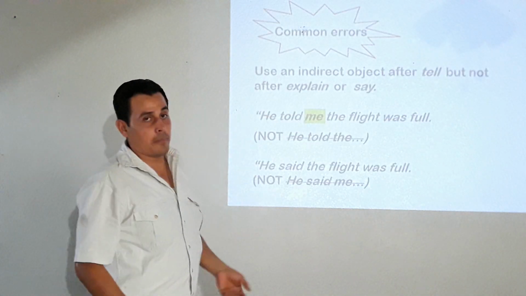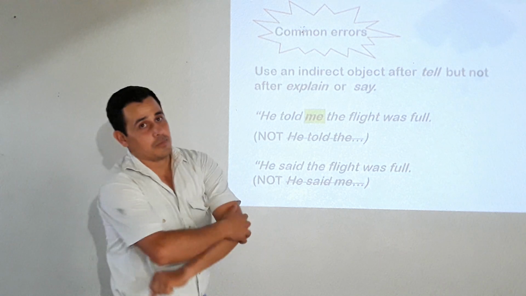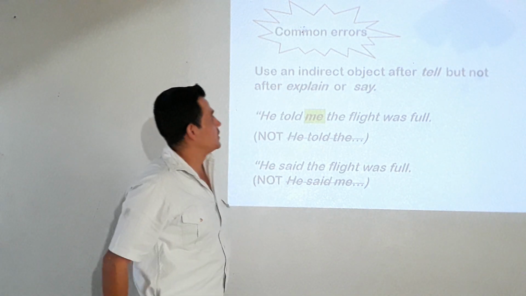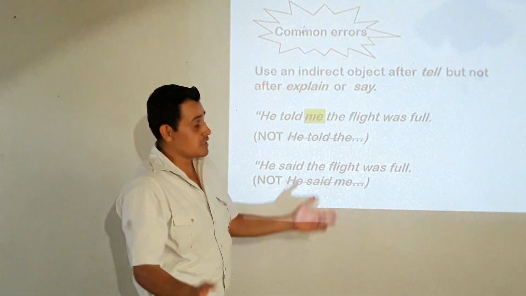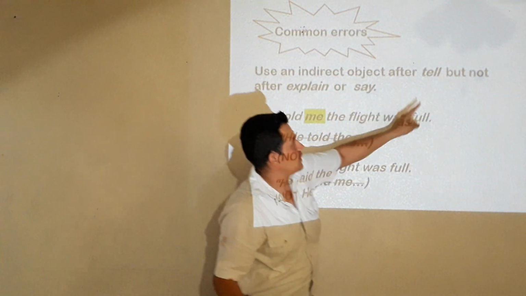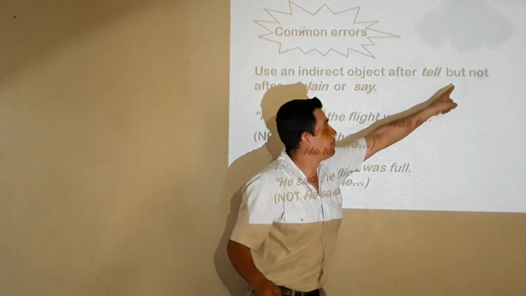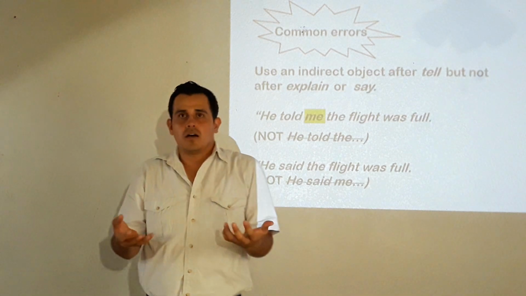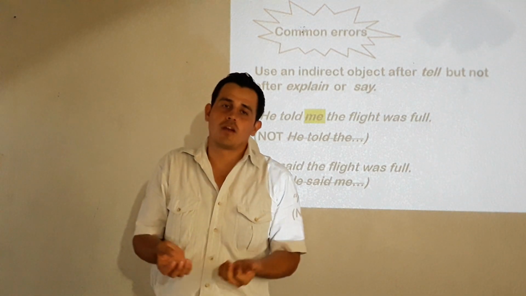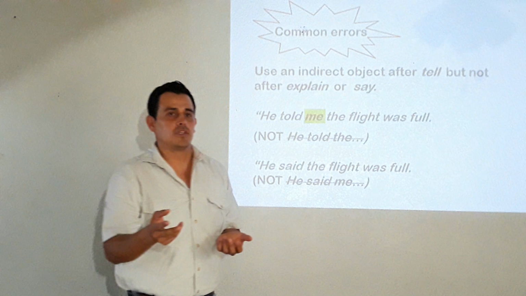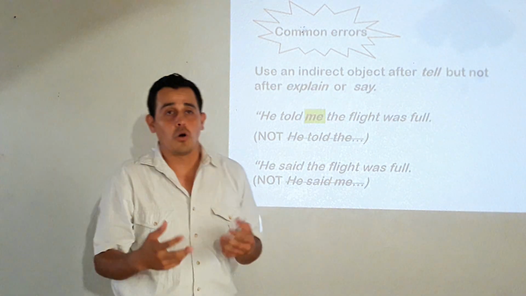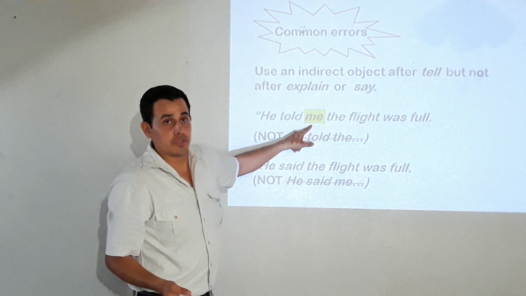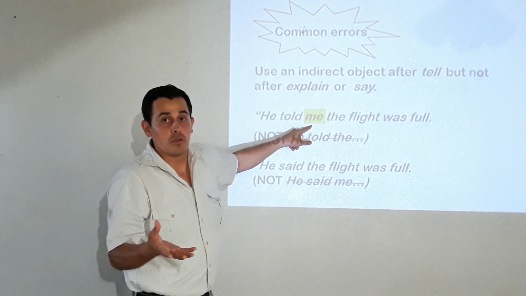Going further, common errors. Hey, most favorite part of all here. Common errors. Use an indirect object after tell. This means you can use indirect objects after tell. You can, but not after explain or say. What's an indirect object? Now you're killing us with all this grammar, sir. No, the indirect object responds to the question, who? In this case, me is the indirect object because it answers the question, who?